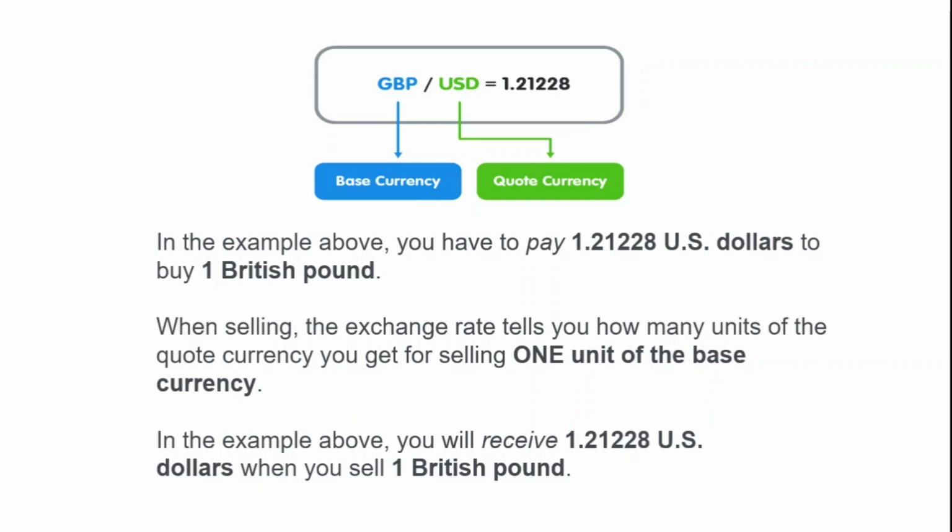So when you decide to sell, you speculate that the pound is going to be weak against the US dollar, then you sell. So when you sell 1 pound, you'll be getting $1.21228. When you buy, it means you will need $1.21228 to get 1 pound. You get that one. Okay, so briefly, that's what I can tell you about the Forex quotes, as simple as that.